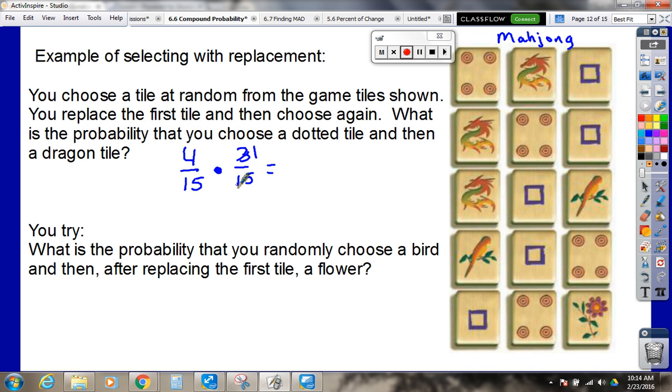I'm going to reduce down here, and I get 4 out of 75. So the chances of doing that aren't very high.